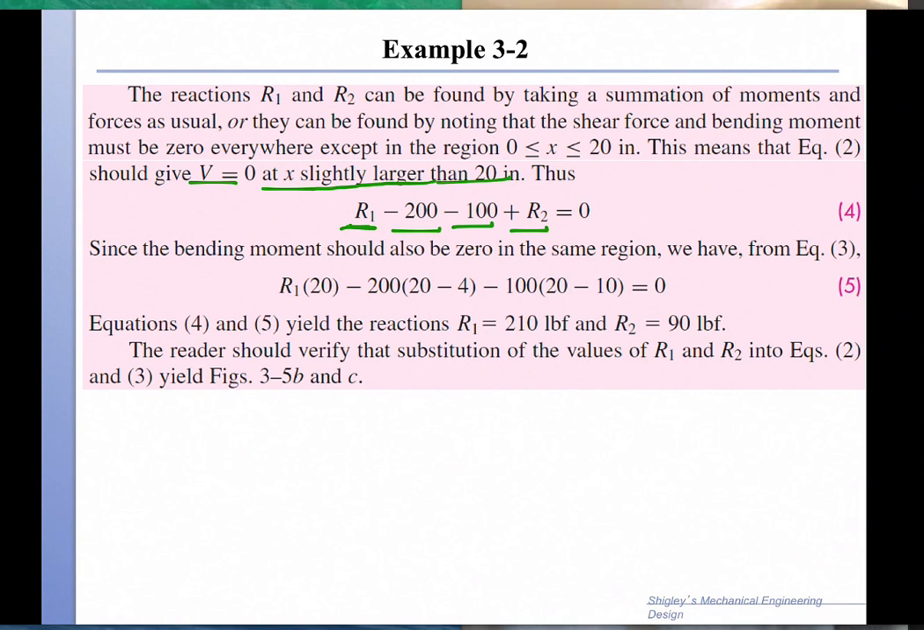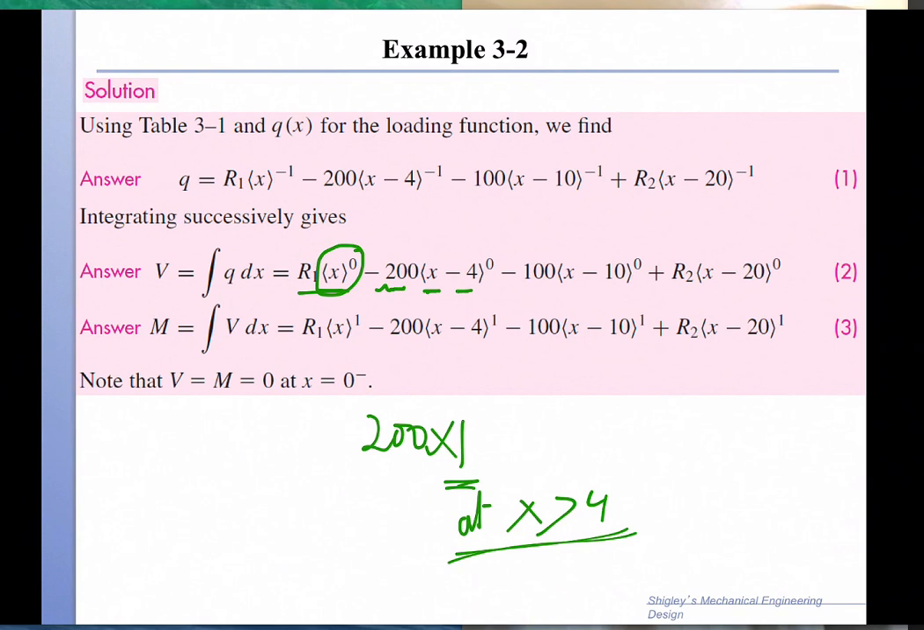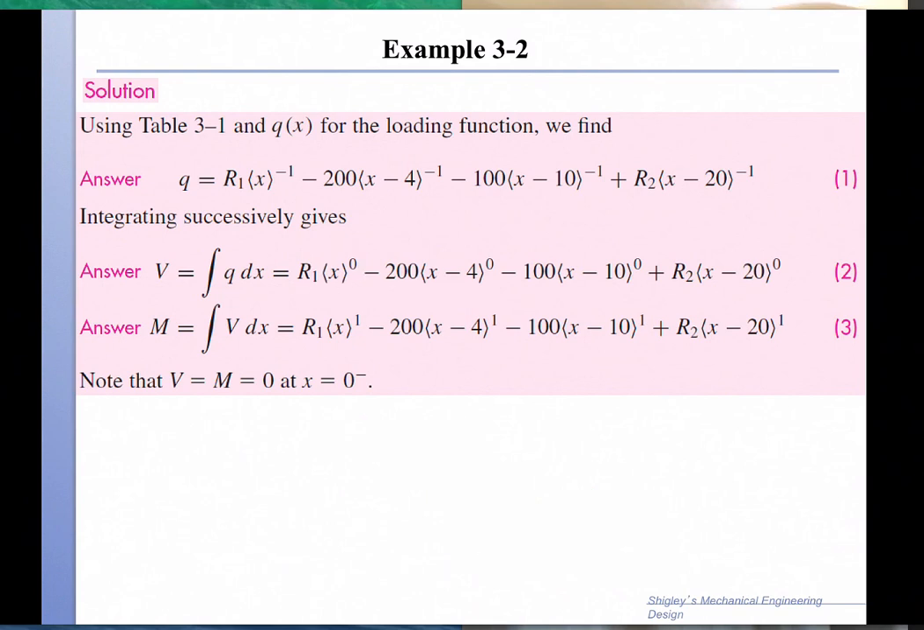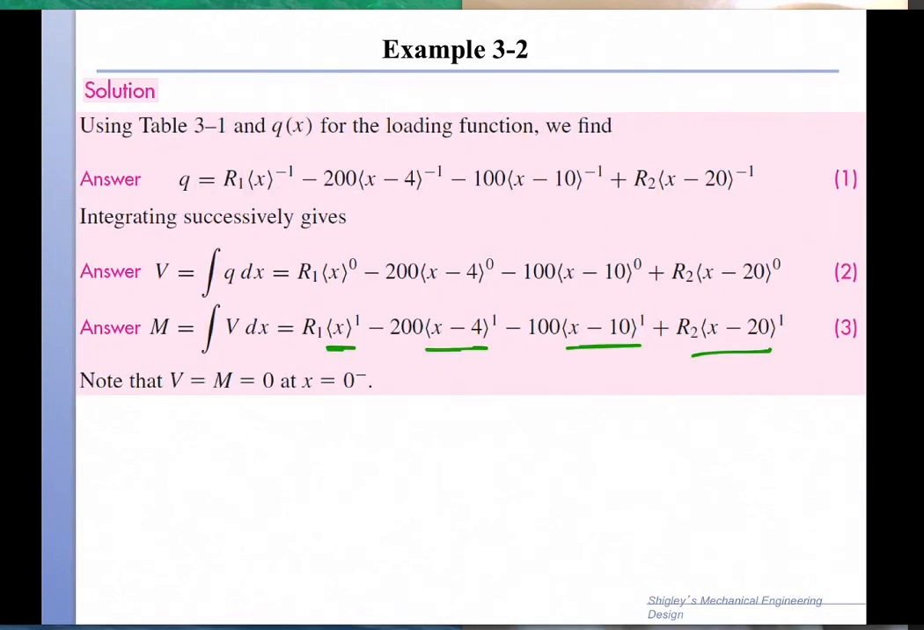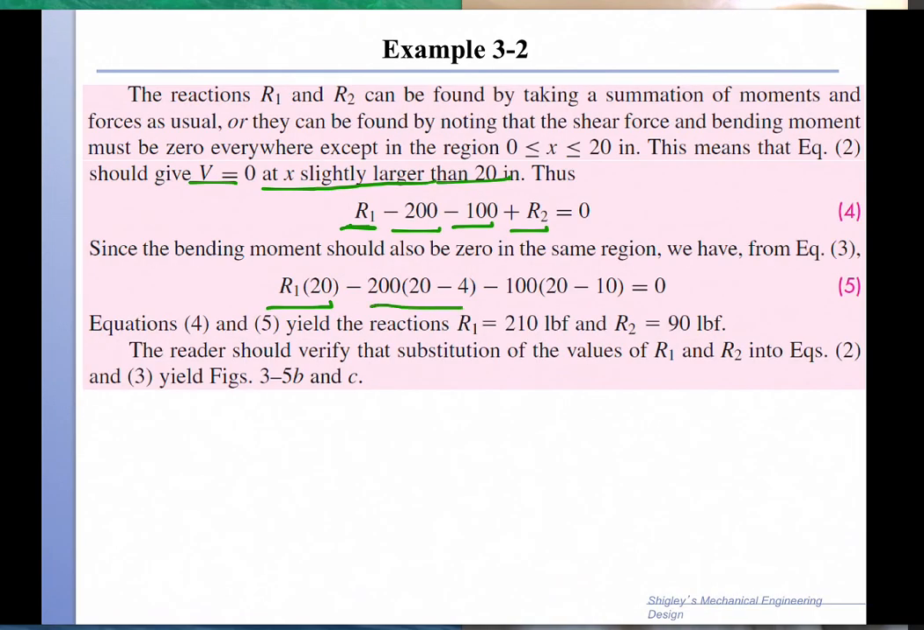And I can do the same thing now for the moment equation. And note that the moment equation has ramps. So the ramp has a value when x is greater than 0, it has a value when x is greater than 4, has a value when x is greater than 10, and this has a value when x is greater than 20, which means that they all exist. So therefore I have R1 times x, and x is now 20. So it will be R1 times 20, which is the first term. And here I have 200 times 20 minus 4.